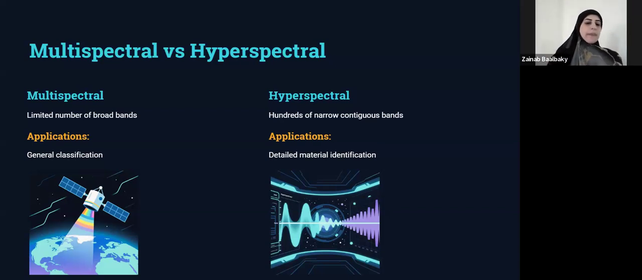In summary, multispectral imagery provides rich, practical information and is ideal for our training tasks, while hyperspectral imagery enables highly specialized scientific analysis, but requires more complex processing.